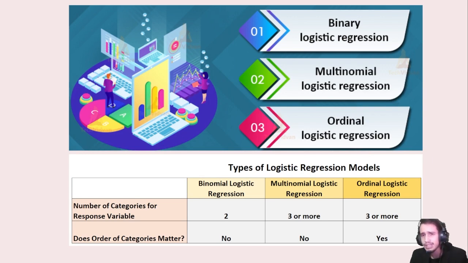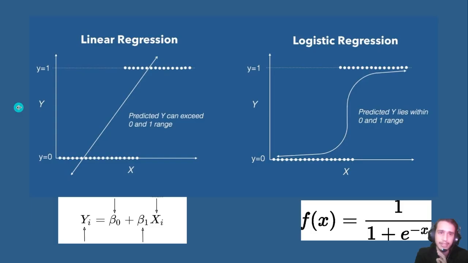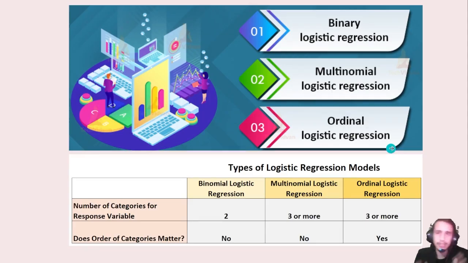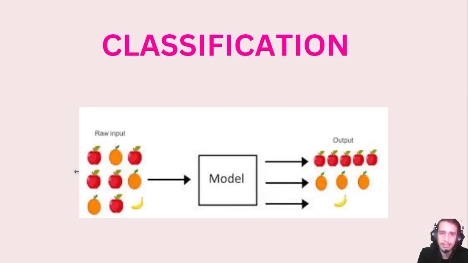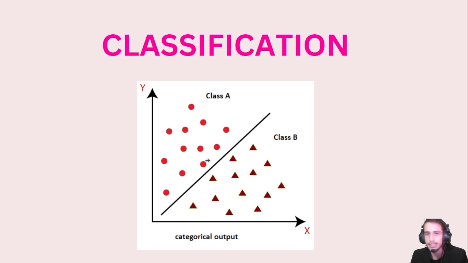Now, logistic regression is of three types: binary, multinomial, and ordinal. Binary, as the name suggests, means two. Binary logistic regression is like this one. It divides into two different categories, like one or zero, like this. Yeah, this one is binary logistic regression.